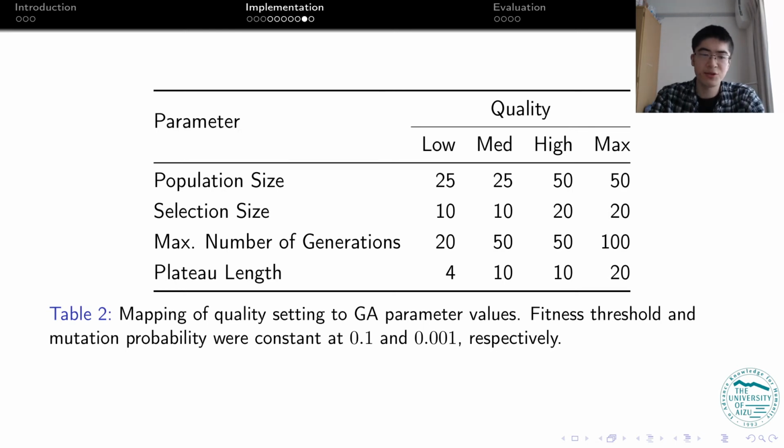We want to abstract all of these parameters away through this quality setting because one, the end user might not understand what a genetic algorithm is, and two, we also wanted to provide users with a way to control how long the genetic algorithm should run before it outputs an impulse response. So we thought this setting would be a useful way to do that.